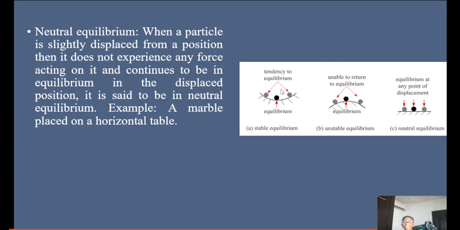This is the tendency to be in equilibrium. This is stable, this is unstable because it has acceleration, it can move, and this one is a neutral equilibrium. Neutral equilibrium: when a particle is slightly displaced from a position, then it does not experience any force acting on it and continues to be in equilibrium in the displaced position. It is said to be neutral equilibrium.